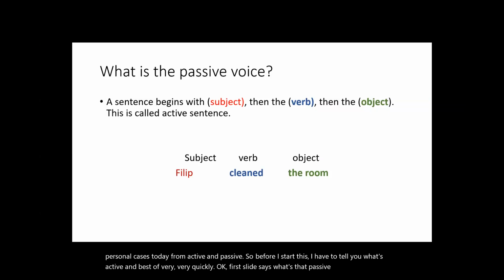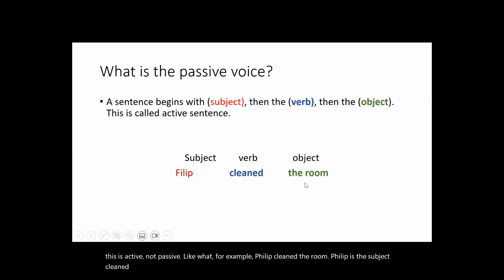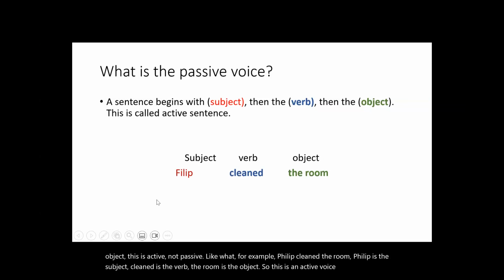A sentence begins with a subject, verb, and an object. When I have the sentence, subject, verb, and an object, this is active, not passive. For example, Philip cleaned the room. Philip is the subject, cleaned is the verb, the room is the object. So this is an active voice. Why? Because I started with the subject, Philip, and then what did he do? He cleaned. Cleaned what? Cleaned the room. So this is the active one.